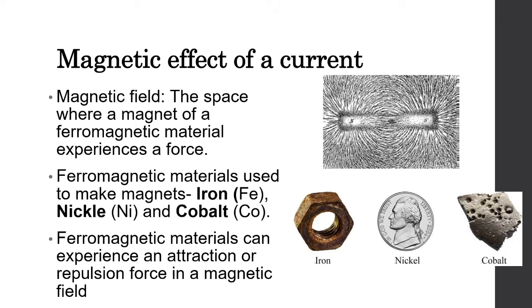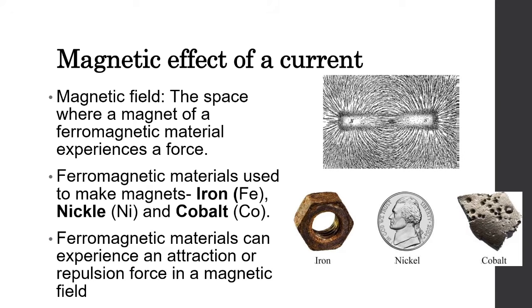Now, when we speak about ferromagnetic materials, there are hard ferromagnetic materials and soft ferromagnetic materials. A hard ferromagnetic material will take long to become magnetized, and they are able to keep their magnetism for a long period of time. Permanent magnets are made of hard ferromagnetic materials.